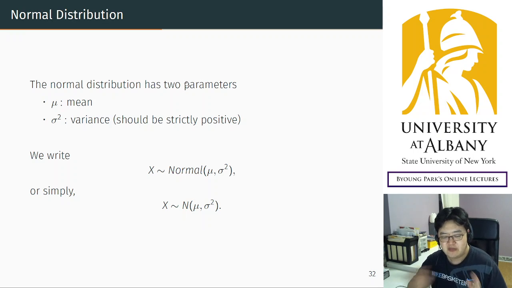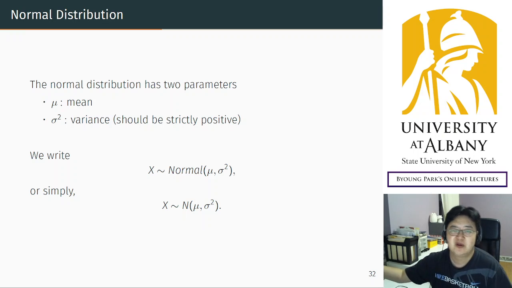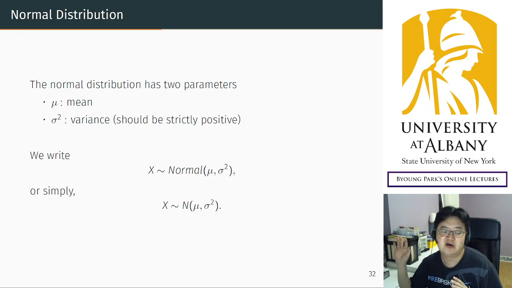Anyhow, then how is the normal distribution defined? It is defined by two parameters, and conveniently, the two parameters are mean and variance. So if you know the mean and the variance of the distribution, and it is a normal distribution, then you know the full distribution of the random variable.